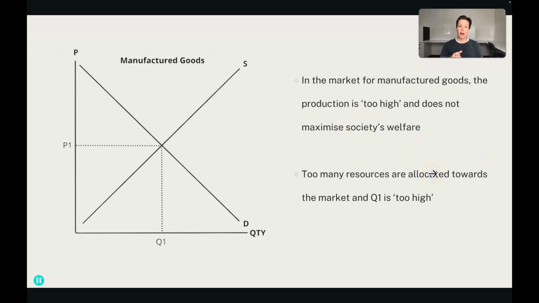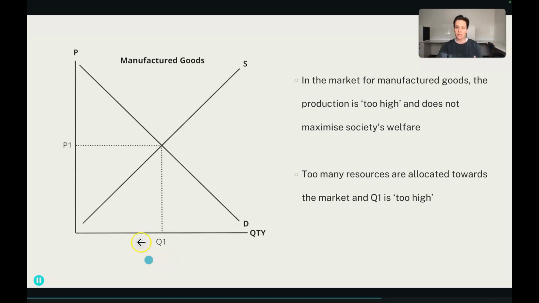The next one I want to look at, guys, is negative externalities of production. So again, a very similar issue here. At Q1, we have an over allocation of resources, that is land, labor, capital, and enterprise, towards the market for manufactured goods, as an example, because manufactured goods are associated with CO2 pollution, and we know of all the negative impacts that has for our environment and our living standards and so on and so forth.